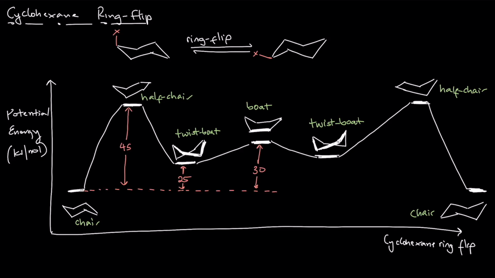We do have some energies to back this up. It turns out that to get from the chair to the half chair is about 45 kilojoules per mole. The energy difference between a chair and a twist boat is 25 kilojoules per mole. And the energy difference between a chair and a boat is 30 kilojoules per mole. Okay? So keep in mind that the chairs are ground state conformers, and in fact the half chair and the boats are transition conformers in between the chair and the twist boats. So just keep that in mind as you're looking at these cyclohexanes. When you're flipping back and forth, you're actually going through a series of different conformers.